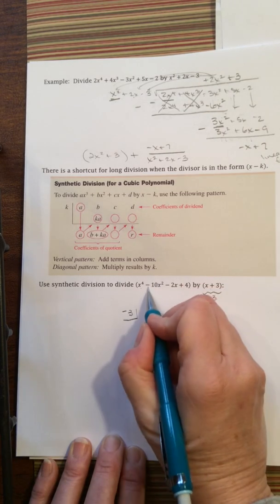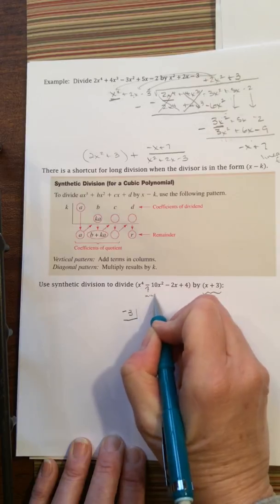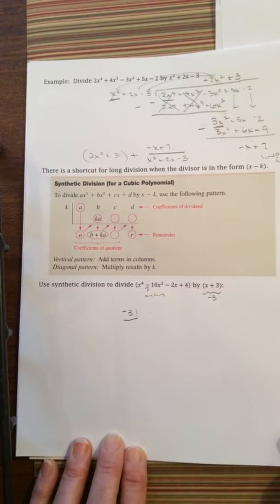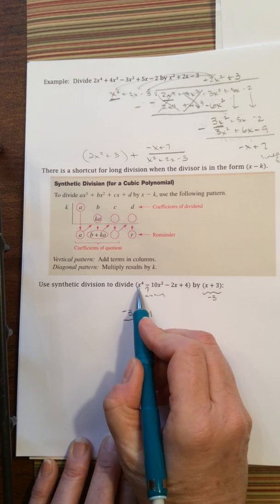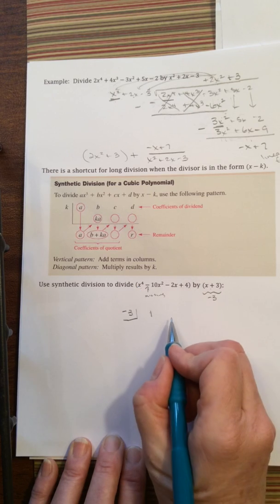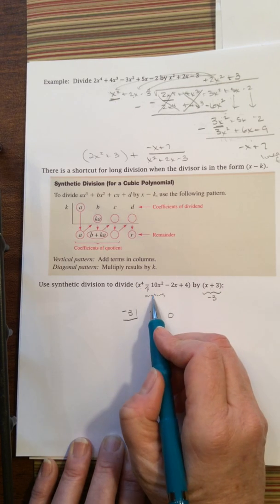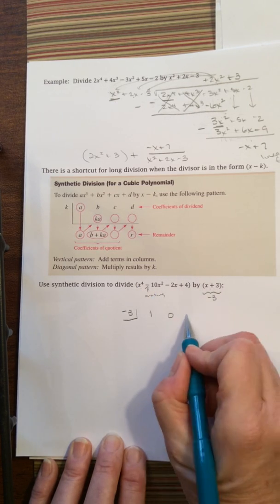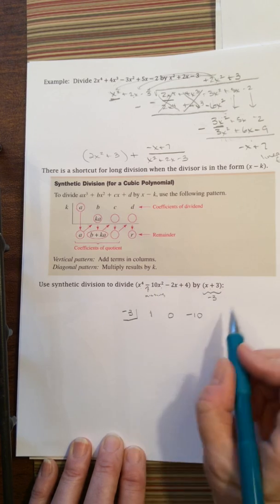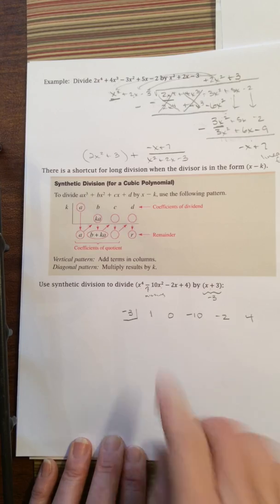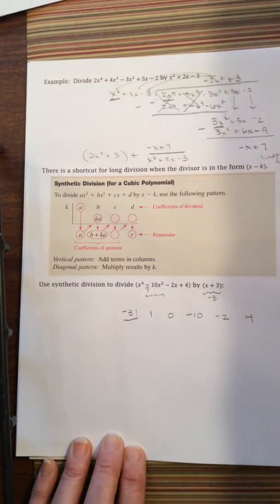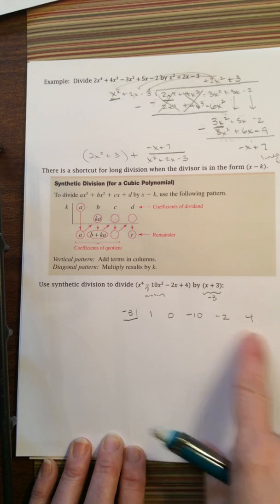So you've got to notice there's a missing term. If you have a missing term, you can't miss that coefficient. So I want to use the number 1 as the coefficient of x to the 4th. I want to stick a 0 in as the coefficient of x cubed. Then I can put my -10, and then my -2, and then my 4. So all the coefficients are going here and lined up correctly.